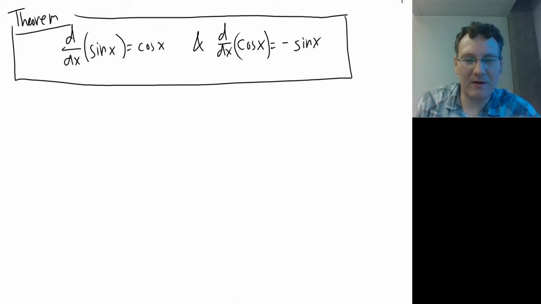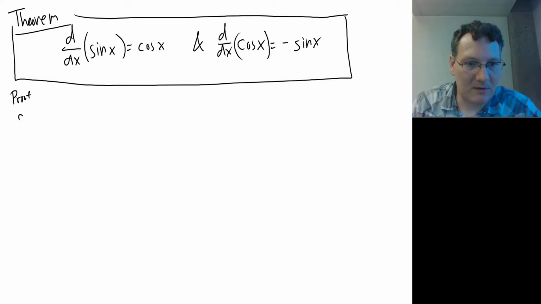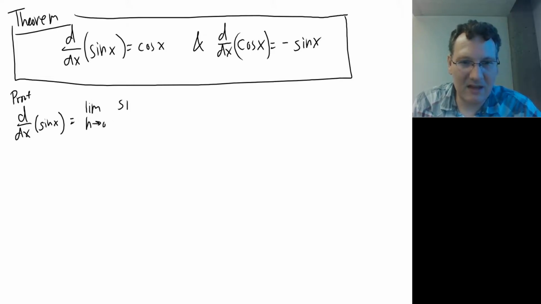All right, let's look at the derivative of the basic trigonometric functions sine of x and cosine of x. So we have this theorem that says the derivative of the sine of x is the cosine, but the derivative of the cosine is the negative sine. And let's try to work this out using basically the sum rule for the sines. So the derivative d over dx of the sine of x is going to be the limit as h goes to 0 of sine of x plus h minus sine of x, all over h.